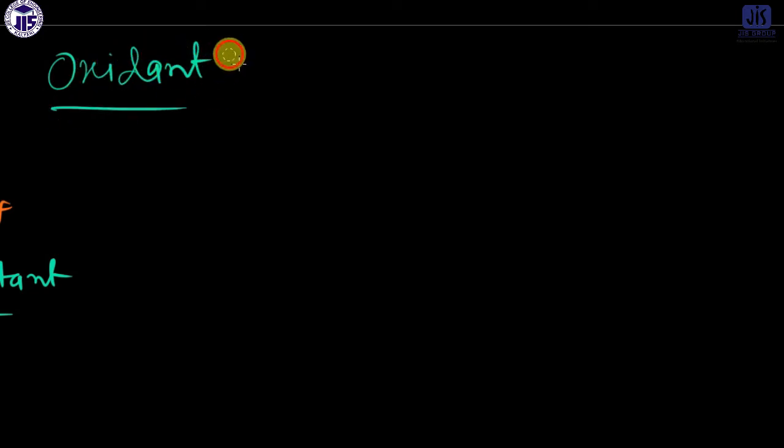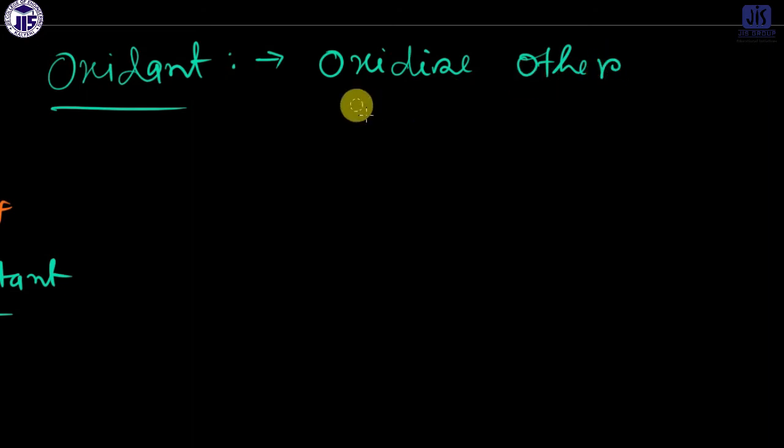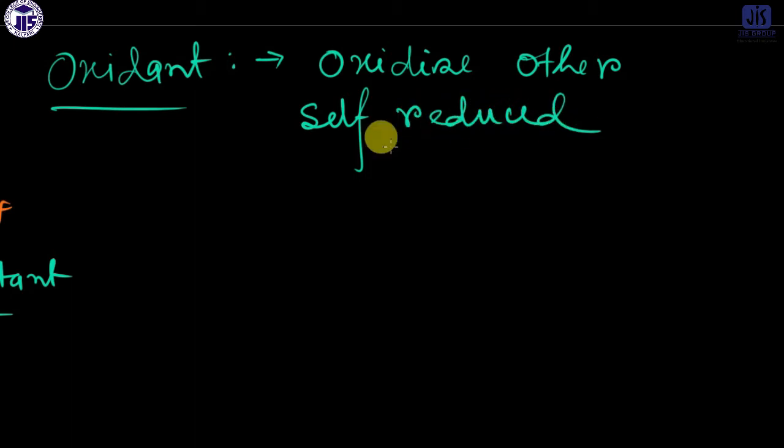Oxidant means, you have to keep in mind, the substance which oxidizes others and is itself reduced. This type of compound is called an oxidant.